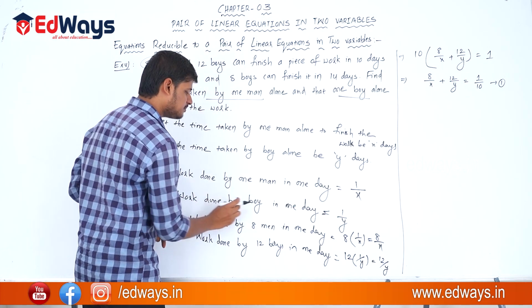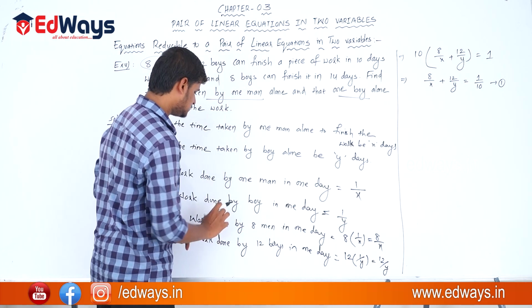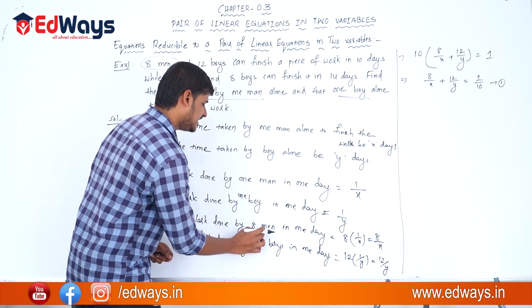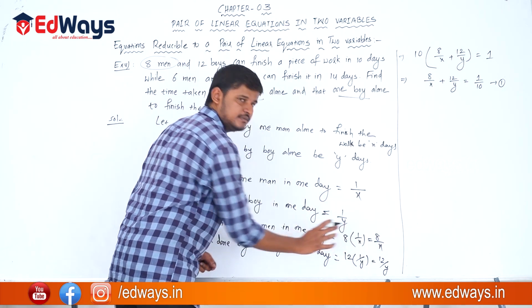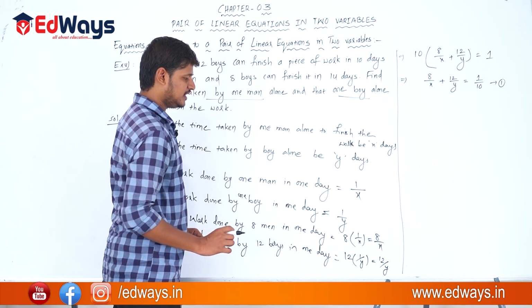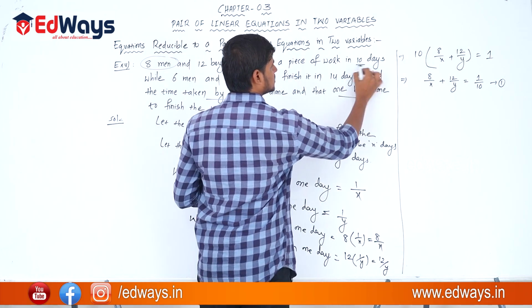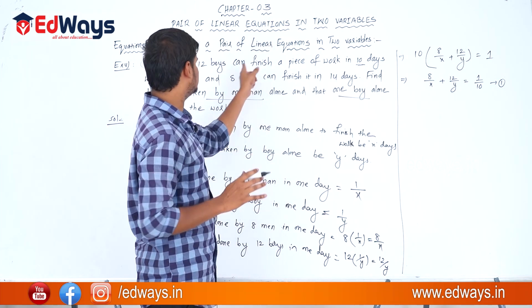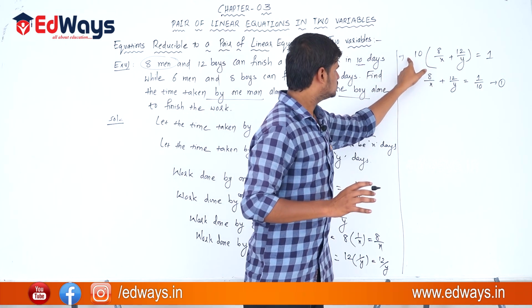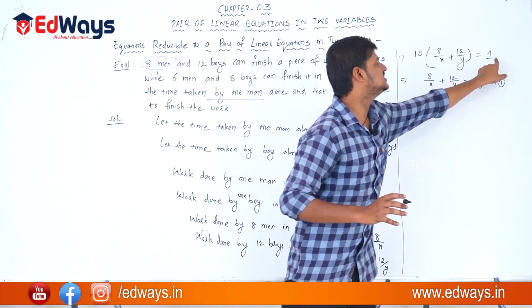First we found the work done by one man in one day is 1 by x, and the work done by one boy in one day is 1 by y. So 8 men will be 8 into 1 by x, 8 by x. Then 12 boys will be 12 into 1 by y, that is 12 by y. They together take 10 days, they said, right? So 8 men and 12 boys together take 10 days.